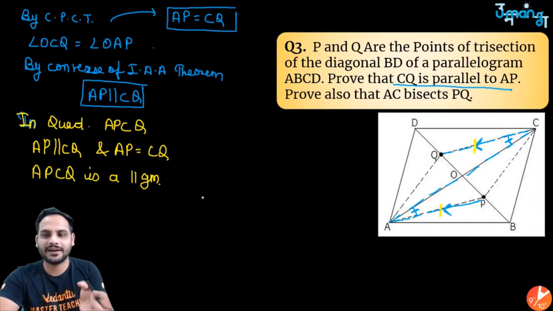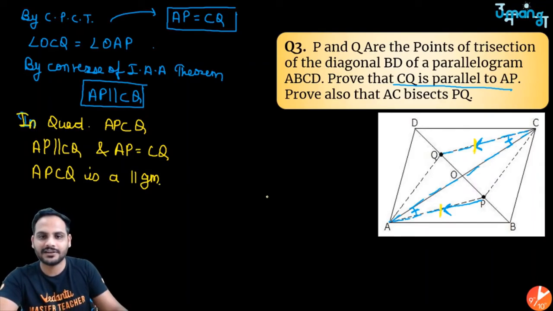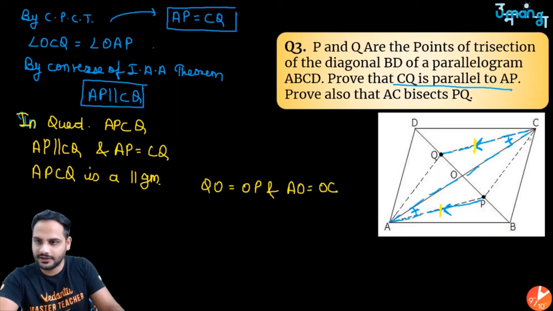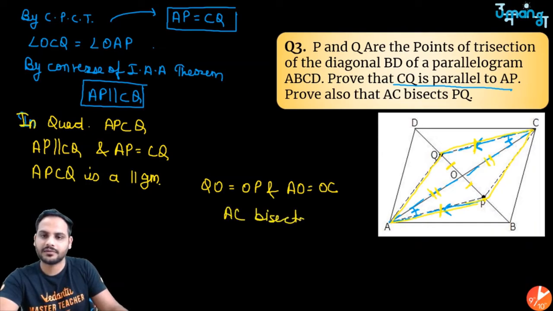ठीक है. अब अगर APCQ is a parallelogram, we know diagonals will bisect each other. तो I can say QO is equal to OP and AO is equal to OC. I am talking only about this diagonal, सिर्फ और सिर्फ इस diagonal में. Correct. So the diagonals are bisecting each other. So I can clearly say AC bisects PQ.